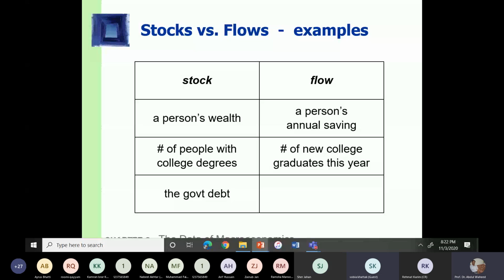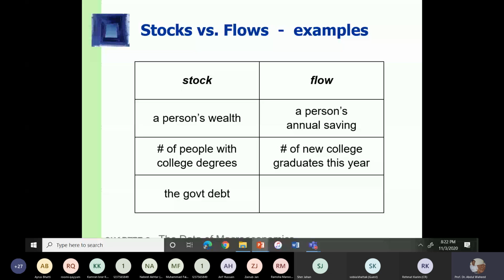You are looking at the slide. No, sir. Like in first you told about the person's wealth, so saving is a flow. So the government budget we add to the government debt, so I think the government budget is the flow. Yes.